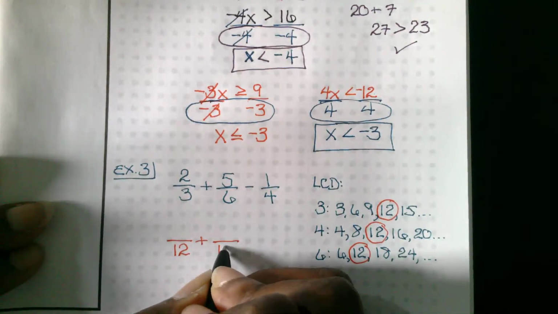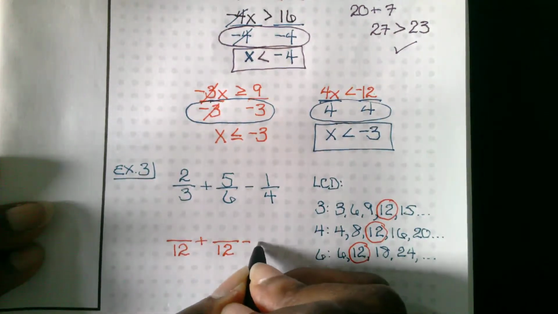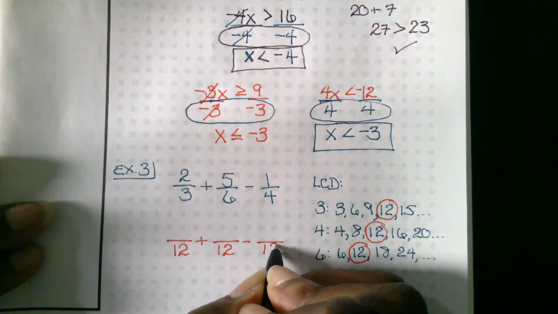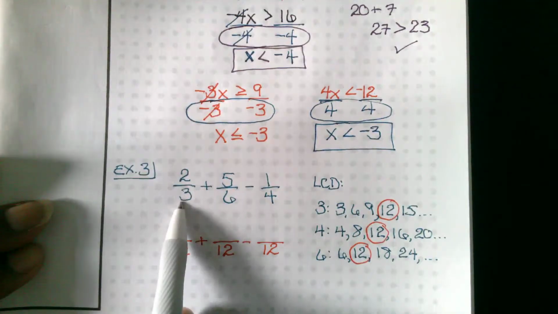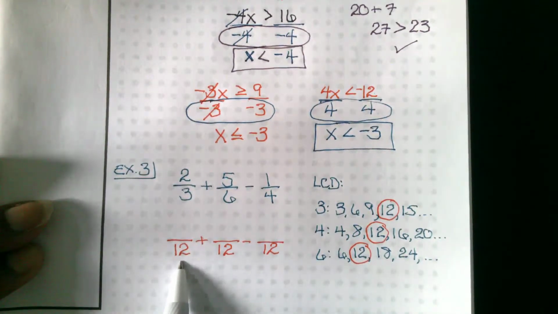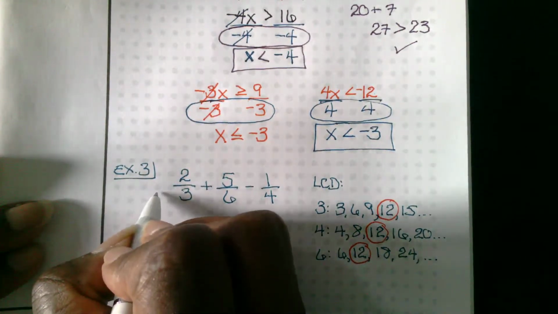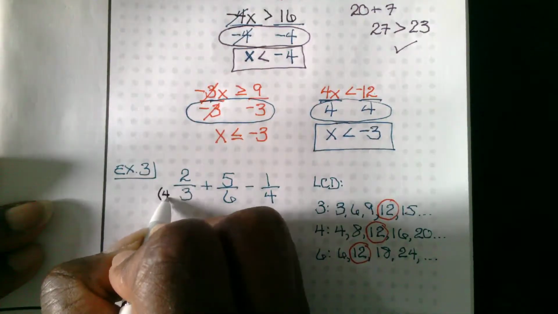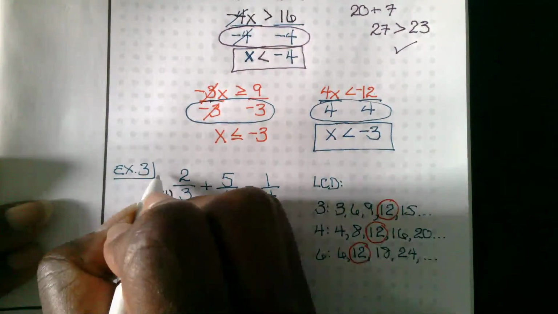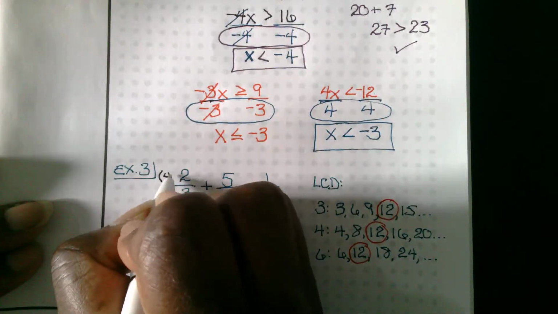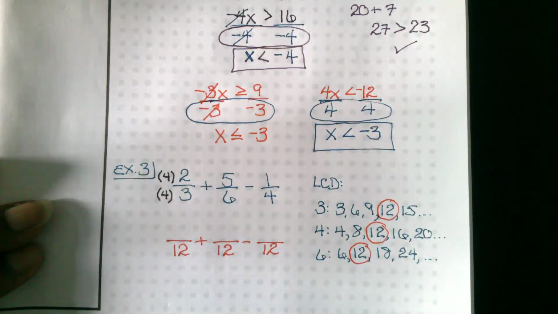This will be a 12. And this will be a 12. So we need to think, how am I going to change this 3 into a 12? Well, through multiplication, you can multiply by 4. Whatever you do in the denominator, you're going to do the same exact thing in its numerator.